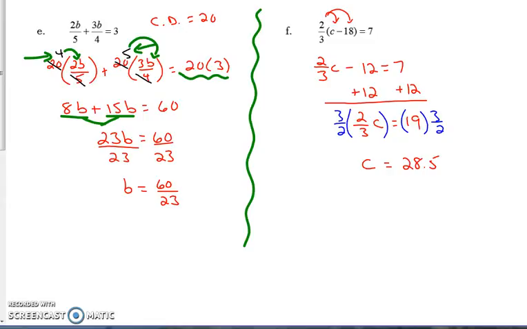Now with F, I kind of tricked you a little bit because even though there's a fraction in this equation, I didn't have to multiply by the common denominator. I have that fraction right next to parentheses, so I was able to use my distributive property. 2/3 times C is 2/3 C, and then 2/3 times negative 18 is negative 12, equals 7. And then I have an equation like I gave you a few days ago where we just have to add the 12 to both sides and multiply by the reciprocal or divide both sides by 2/3. Either way, your answer is going to be C equals 28.5.